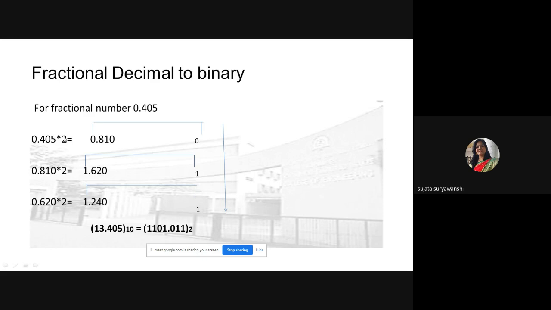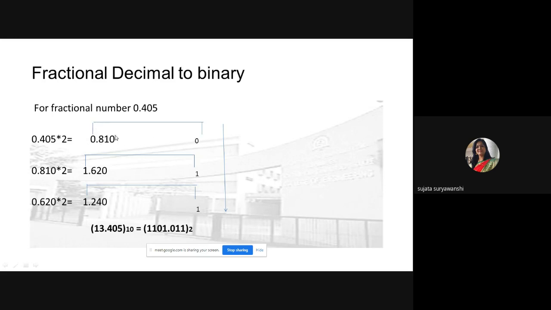Here the base is 2, since we want to convert a decimal number into binary. So multiply by the base of binary, that is 2. Then we get the multiplication result 0.810. Here no need to consider the integer part, simply consider the fractional part. We simply have to copy the integer part, meaning the carry which is generated in the multiplication. Here 0 is generated, so simply record that 0 and write it down here.